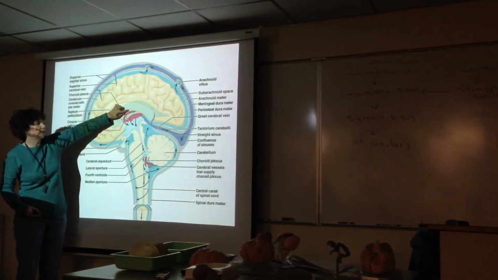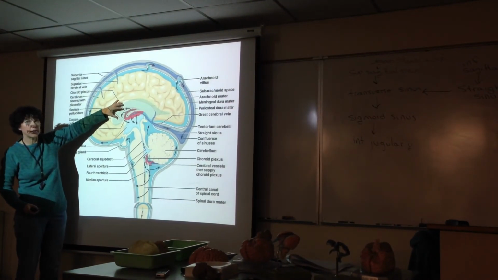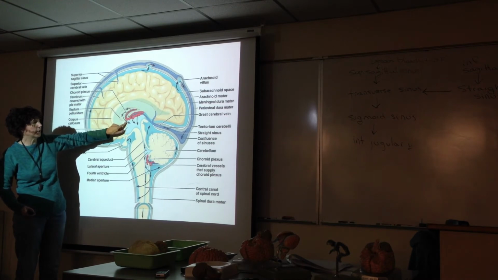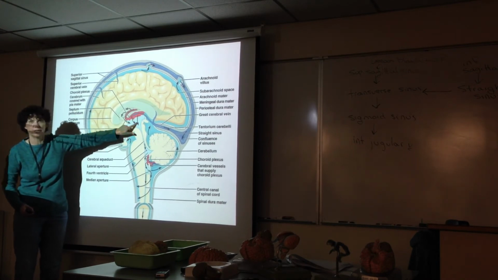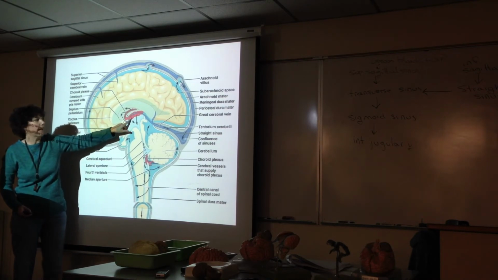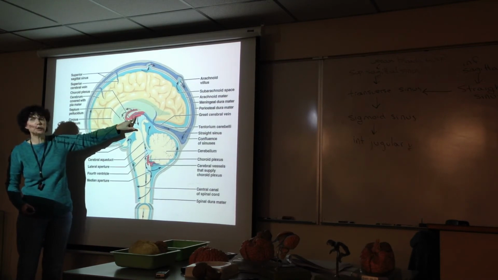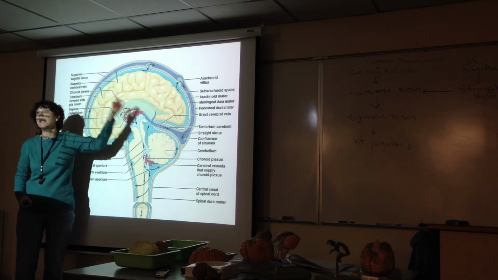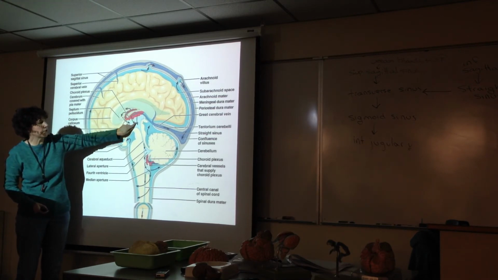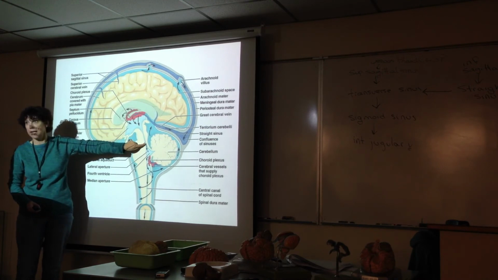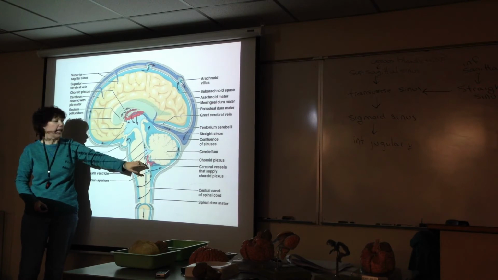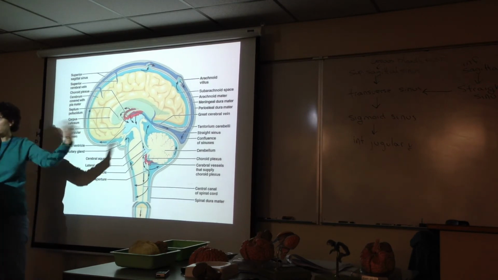And as this forms CSF, under pressure, it flows out of the lateral ventricle through the interventricular foramen into the third ventricle. This weird shape is the third ventricle. We have more choroid plexus in the roof of the third ventricle. That's still making CSF. So under that additional pressure, it flows through the cerebral aqueduct and into the fourth ventricle. And in the fourth ventricle, we have even more choroid plexus.